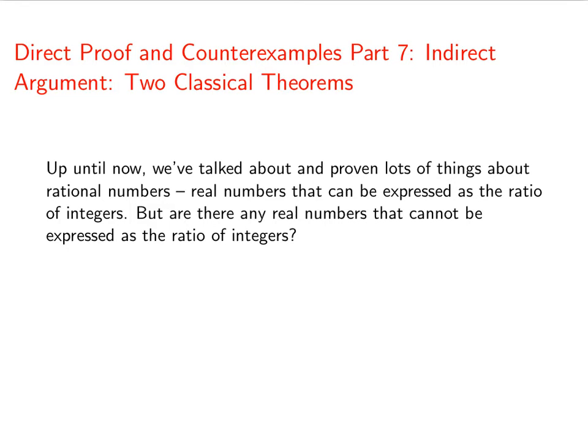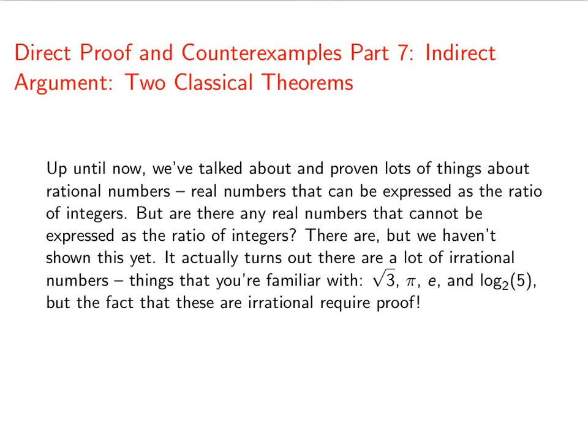But the question that we haven't answered yet is, are there any real numbers that cannot be expressed as the ratio of integers? That is to say, are there any irrational numbers at all? Now there are, but we haven't proven this yet. There's lots of irrational numbers, and there are numbers that you're familiar with. You know, things like square root of 3, pi, e, log base 2 of 5. You've run into all of these. But the fact that they're irrational requires proof. All right, so what we're going to do is we'll prove that square root of 3 is irrational.